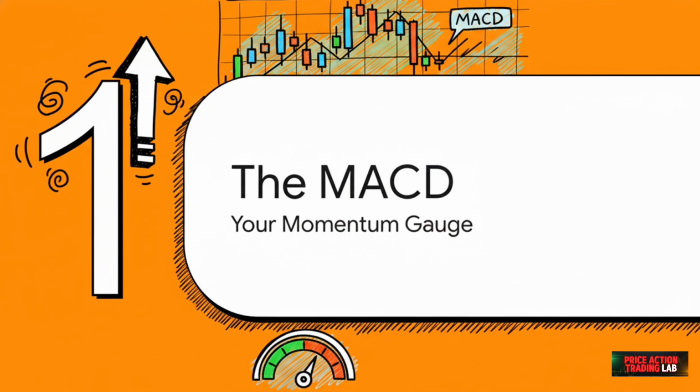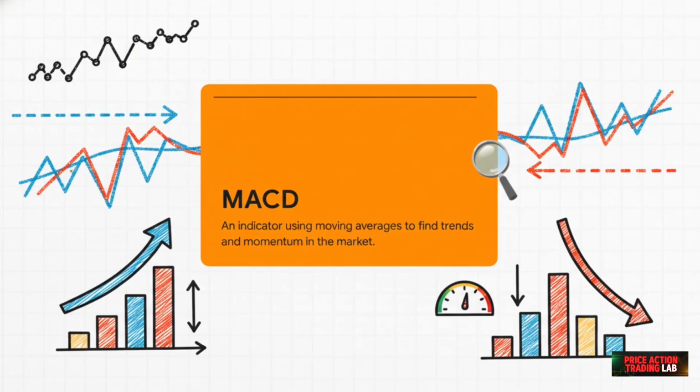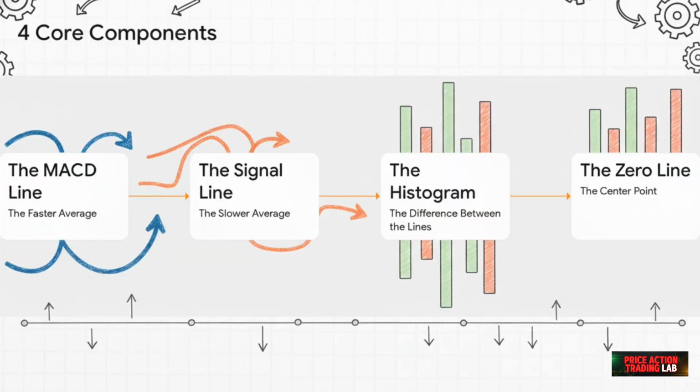If you've ever looked at a trading chart, I'm willing to bet you've seen it. Its main job? To measure the momentum in the market and help us spot where the trends might be heading. So what is this thing really? The MACD, which stands for Moving Average Convergence Divergence, works by looking at two different moving averages of a price. By comparing them, it can tell us if the market's momentum is picking up steam or starting to fizzle out. To really get it, you've got to know its four parts.